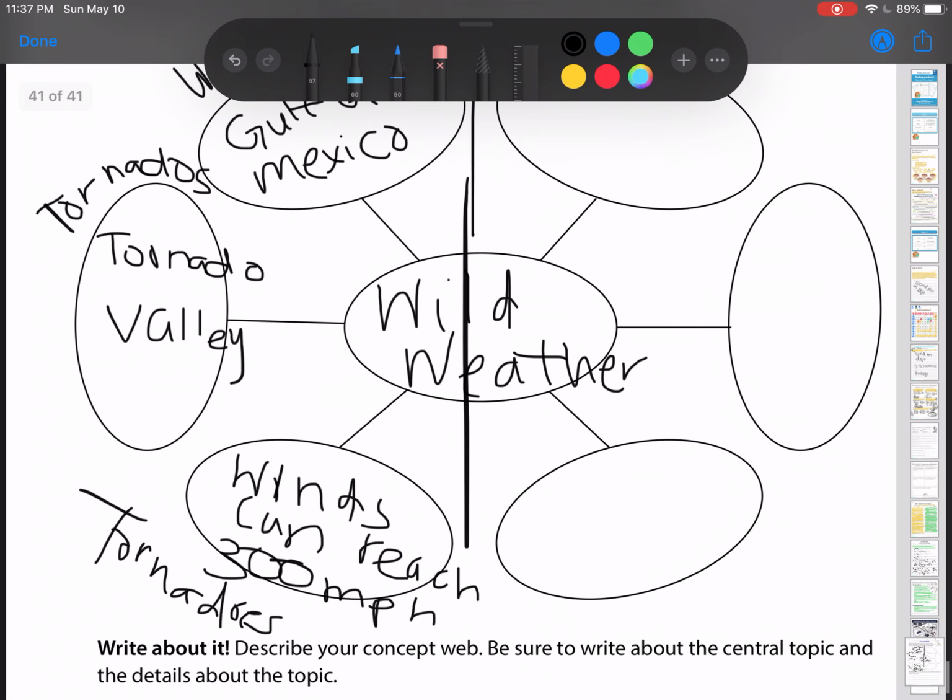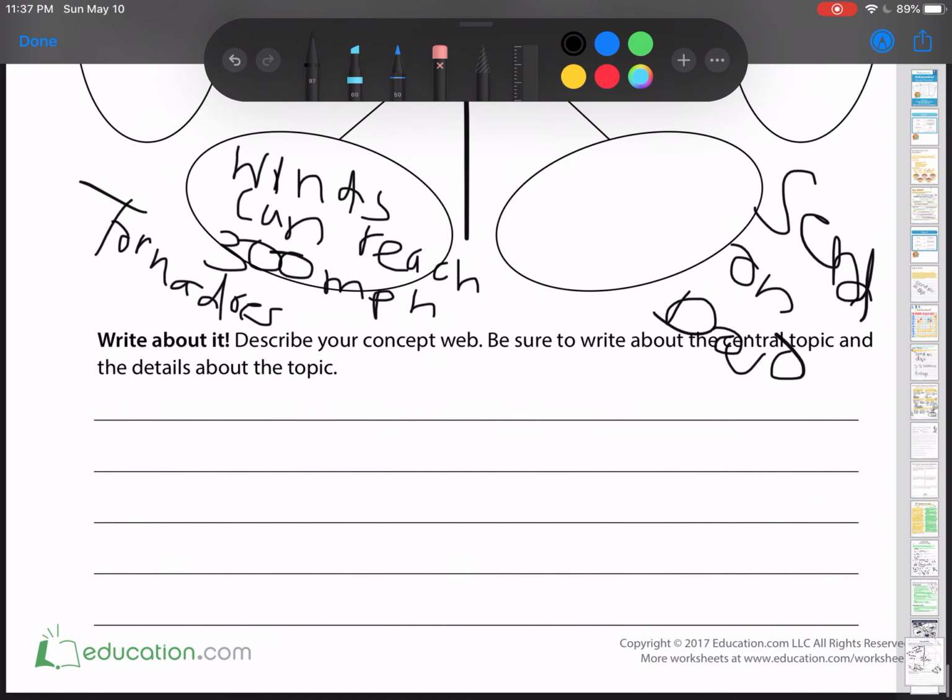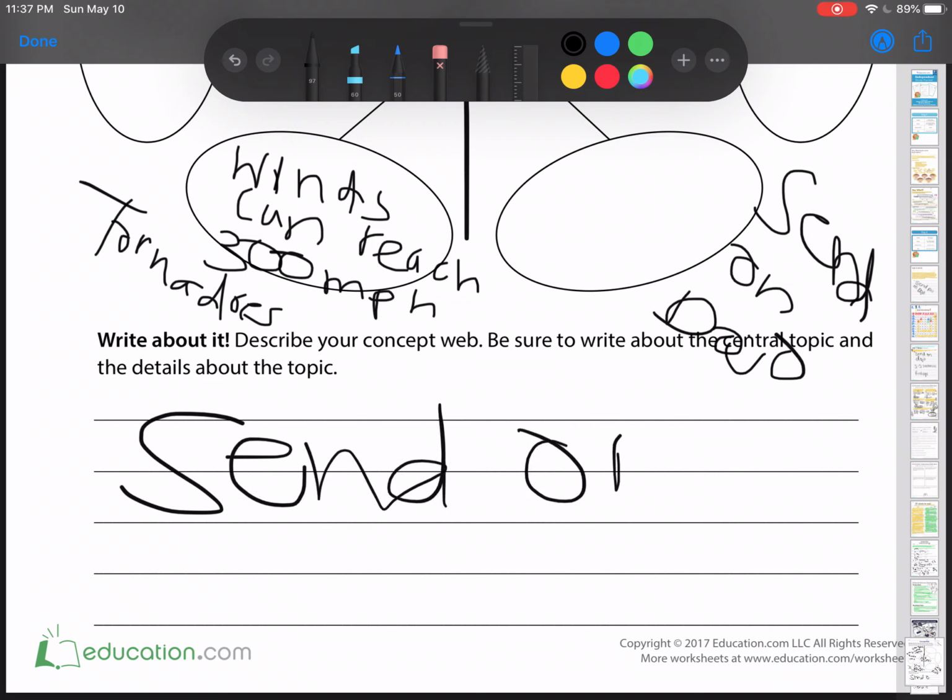So go ahead and finish this and send it on Dojo. Alright, write about it. Describe your concept web. Be sure to write about the essential topic and the details about the topic. So again, send this to me on Dojo, and I will write you back.